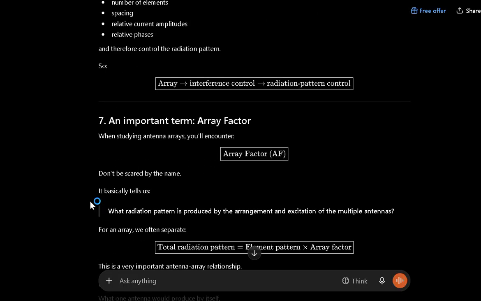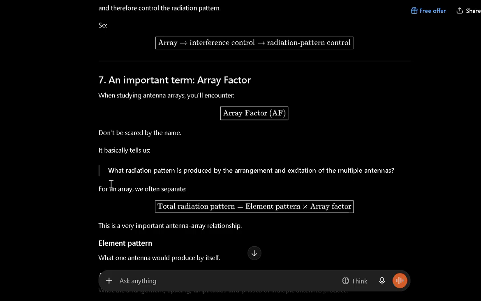So, an important term: array factor. When studying antenna arrays, you will encounter the array factor. Don't be scared by the name. It basically tells us what radiation pattern is produced by the arrangement and excitation of multiple antennas. For an array, we often separate the total radiation pattern as element pattern times array factor. So the total radiation pattern is element pattern times array factor.